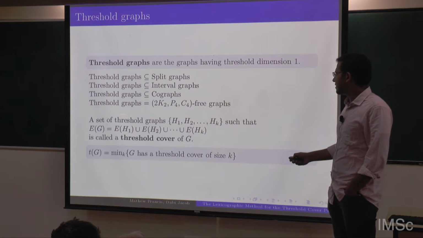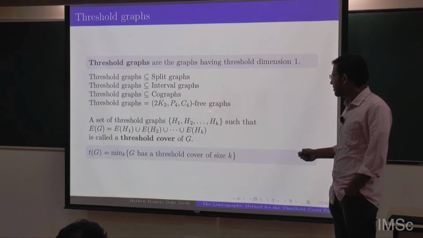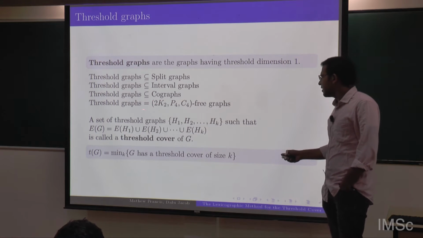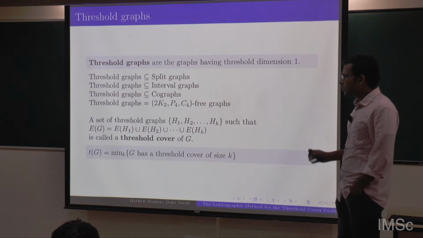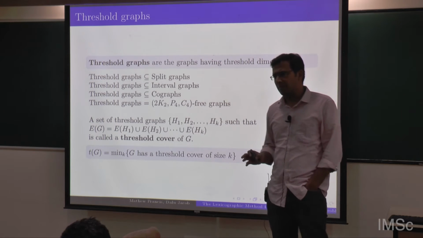So this is the exact. There are many equivalent definitions of threshold graphs. This will be the most useful for our purposes. You can just think of threshold graphs as those graphs which don't have an induced 2K2, a P4, or a C4. Okay.